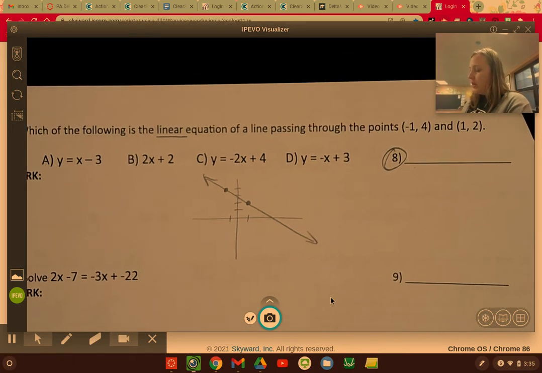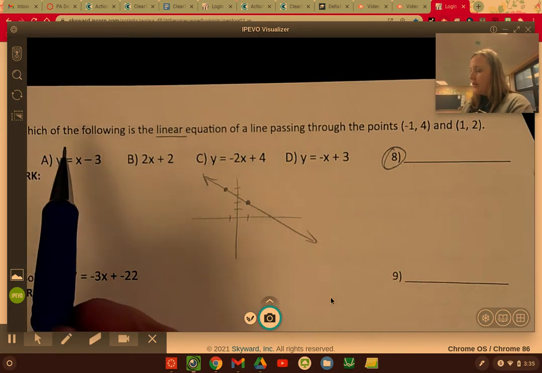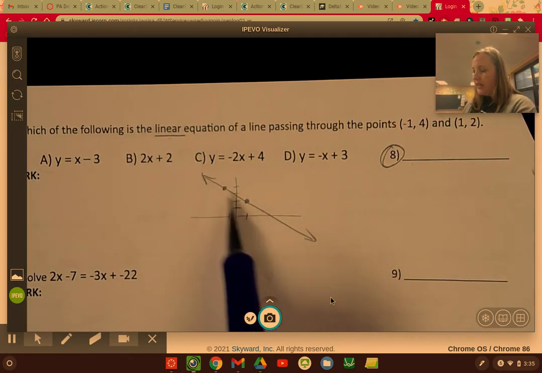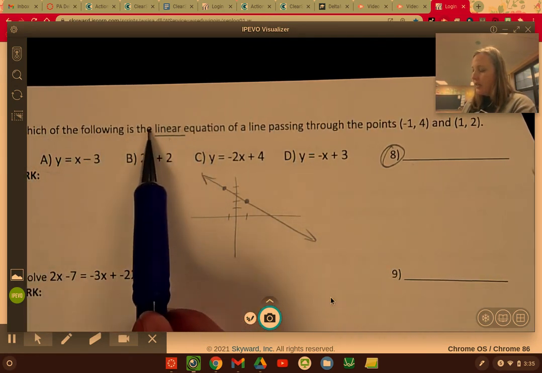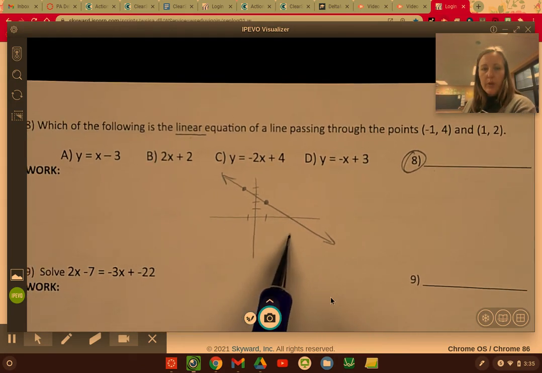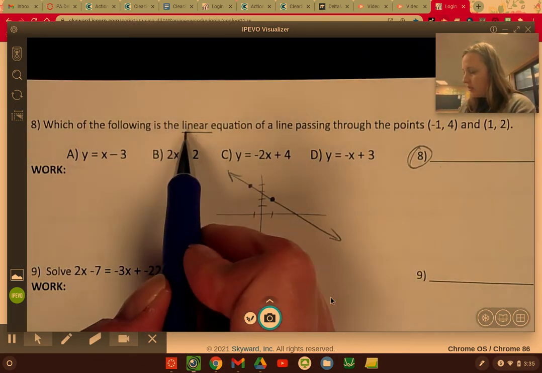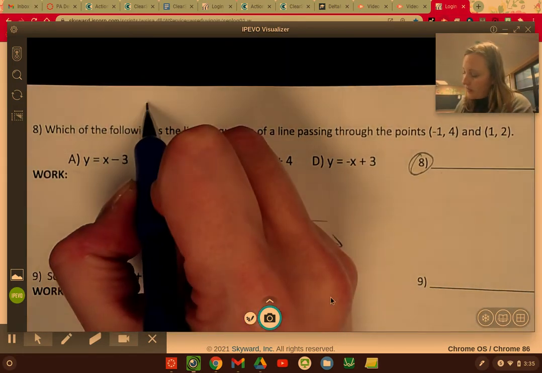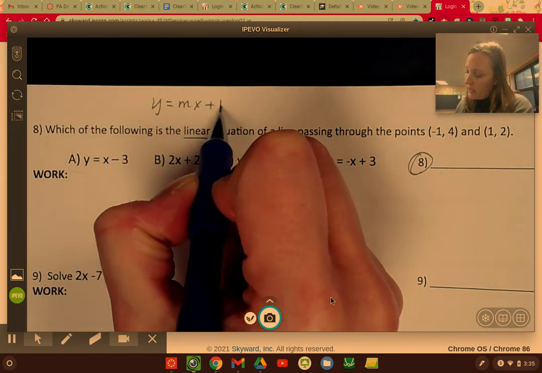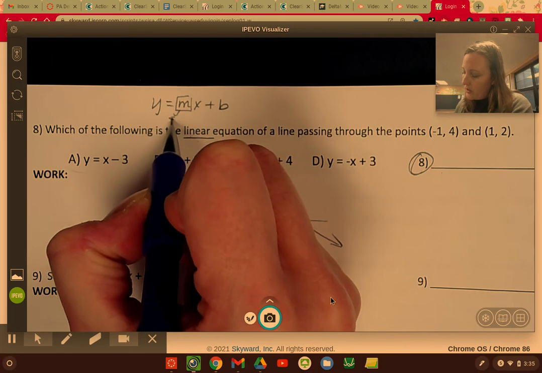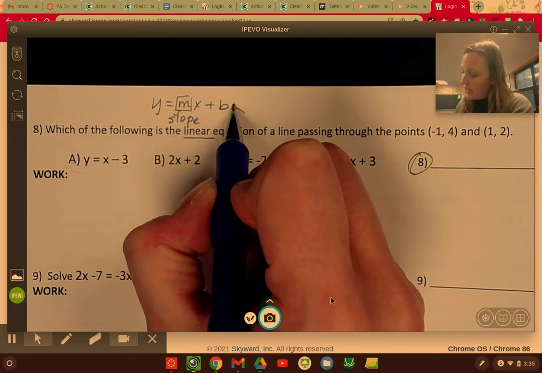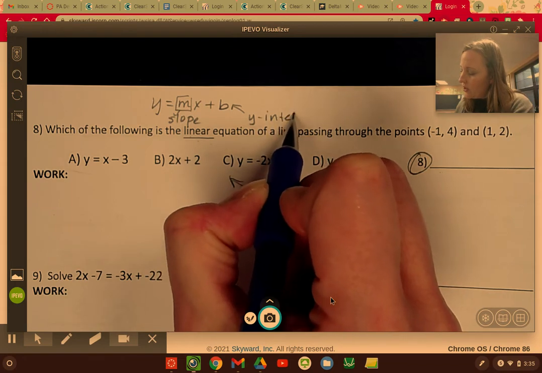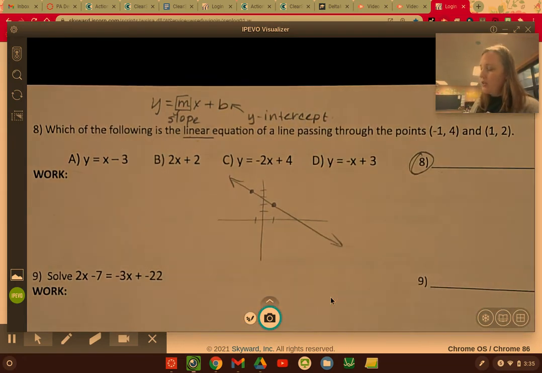So I'm trying to find the equation of this line because I want to know which of the following is the linear equation of this line, right? By the way, linear just means it makes a line. See the word line in it. Whenever I need to find that, I have to have two things. y equals mx plus b. I need the slope, and I need the y-intercept. Now, looking at this, I know it's not a perfect drawing, but can you kind of see what the y-intercept might be?